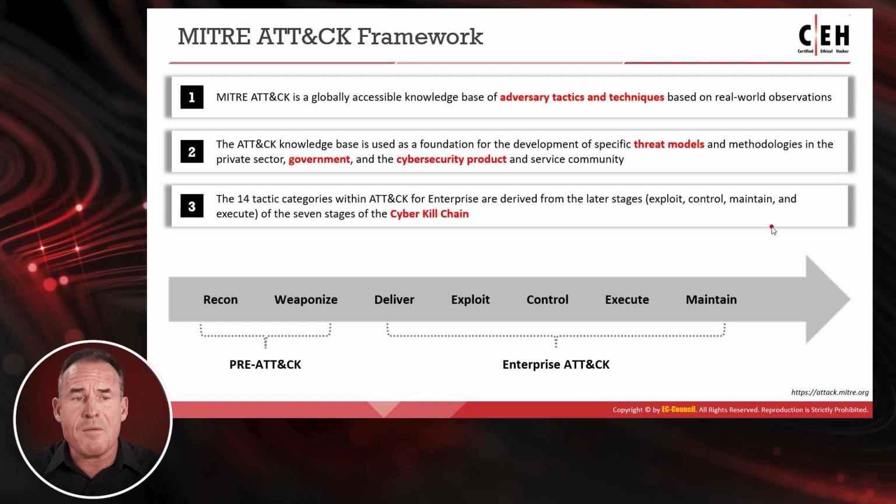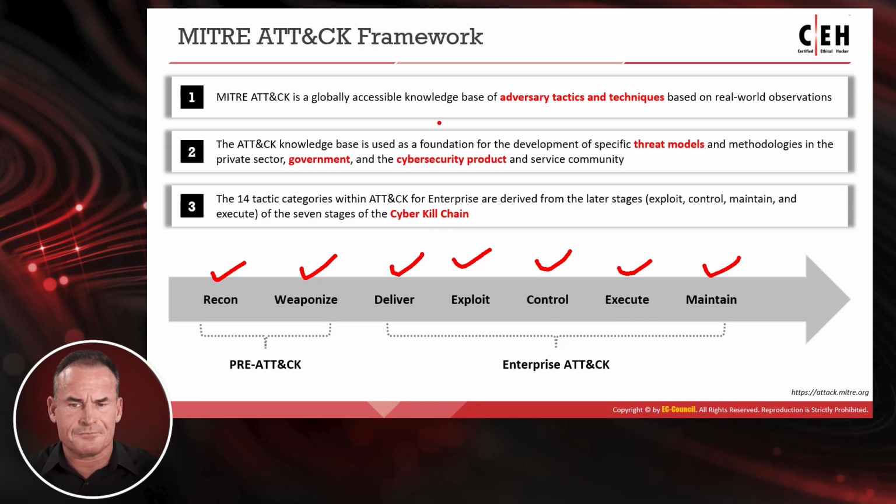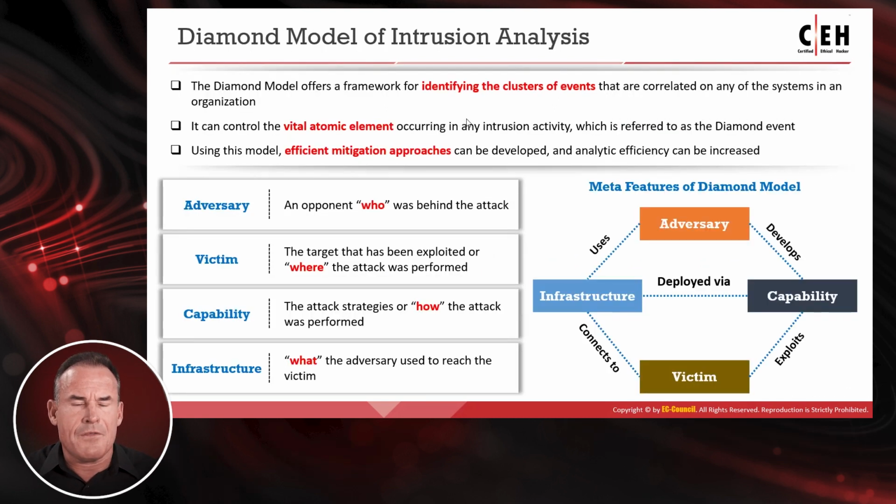All right, the MITRE ATT&CK framework is another well-known model. It involves recon, weaponize, deliver, exploit, control, execute, and maintain. So the 7 stages of the cyber kill chain are actually mirrored in the MITRE ATT&CK framework as well. And then the Diamond model is our third model we're going to discuss in the course of intrusion analysis. It offers a framework for identifying the clusters of events that are correlated on any of the systems in an organization. So this is aimed at recognizing different types of events, how they correlate, different indicators of intrusion. It breaks it down into adversary, victim, capability, and infrastructure.